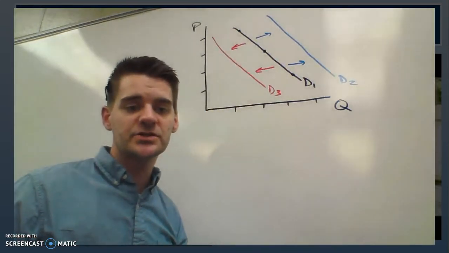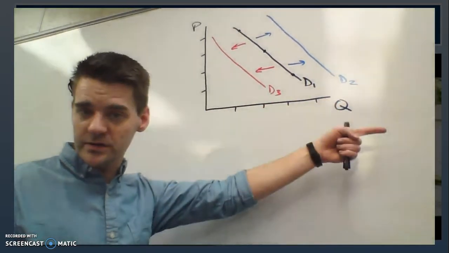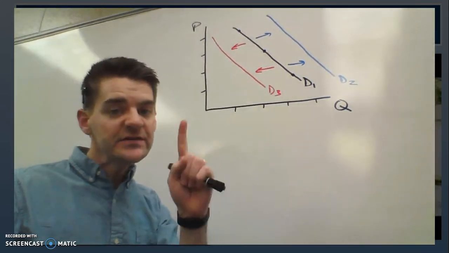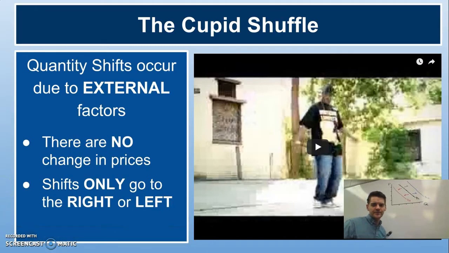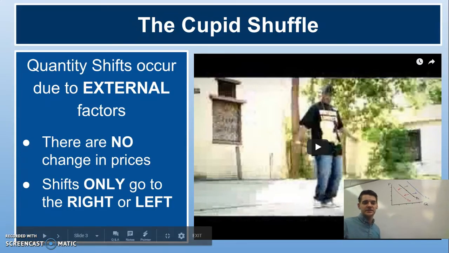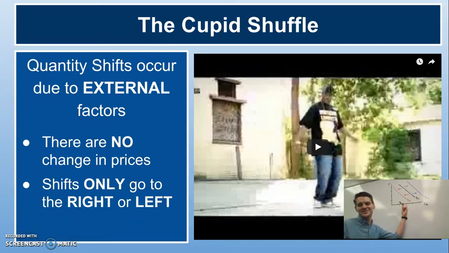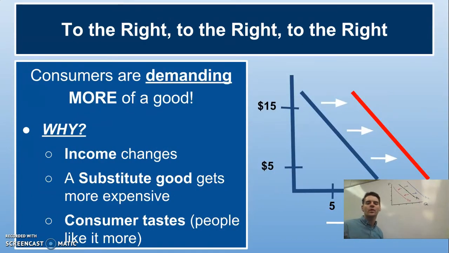And so the direction that it shifts is going to indicate if there's more demand or if there's less demand, even when the price of the product we're looking at hasn't changed at all. So here we are on a slideshow. The first thing we need to recognize is that these shifts are changes in quantity, the amount that we will buy, and they're going to be caused by external factors. They're not going to be caused by prices changing. They're going to be caused by some other thing changing. It's a little bit like the Cupid Shuffle. You know, you're going to go to the left, or to the right, whatever. It's stupid. So what we're going to talk about now is what causes that.